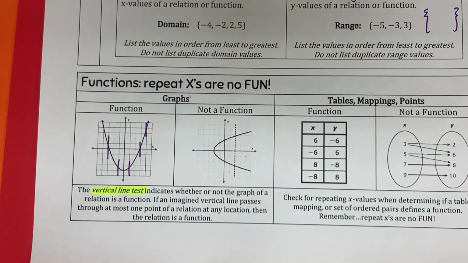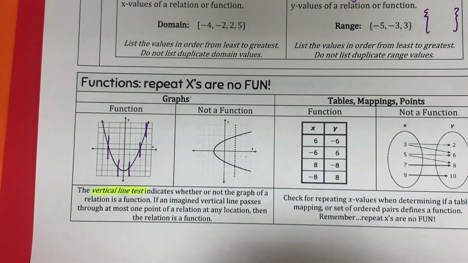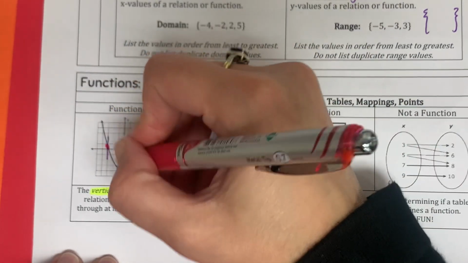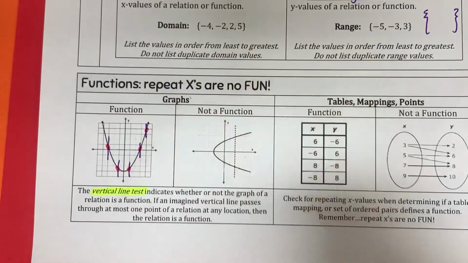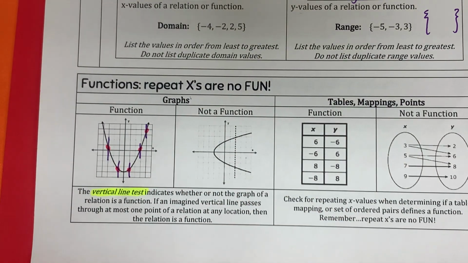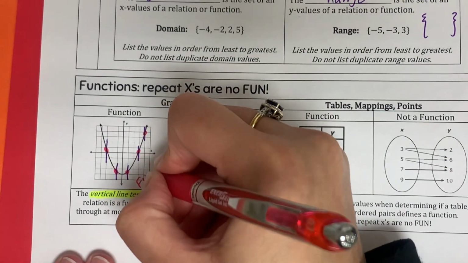And then I'm going to show you that none of the x values were repeated because it's just once. It crossed once, and none of the x values is repeating. So this is a function.